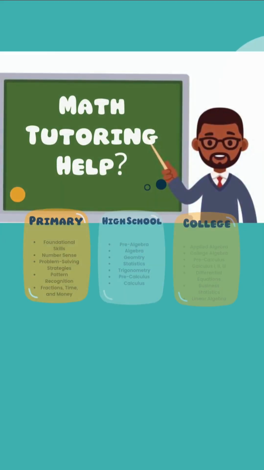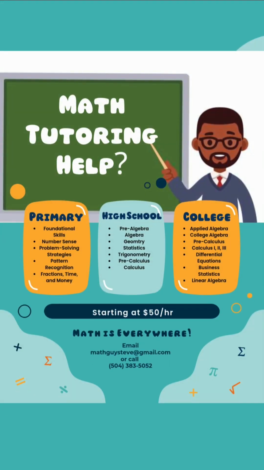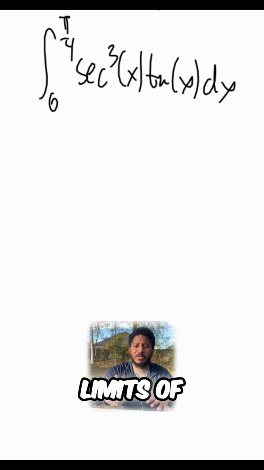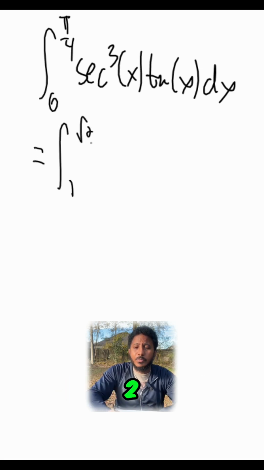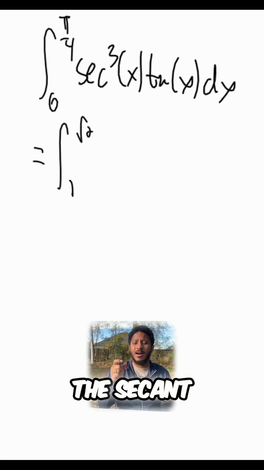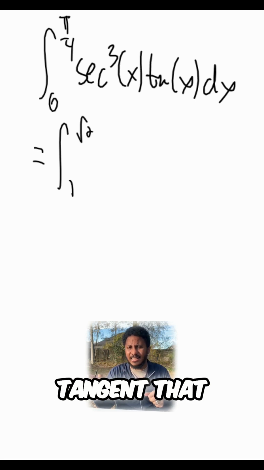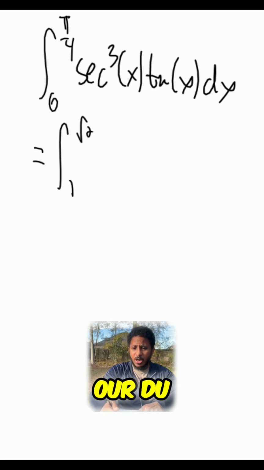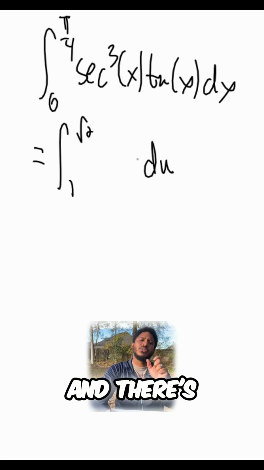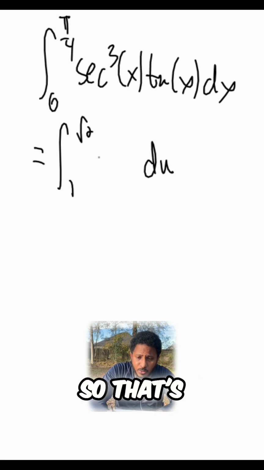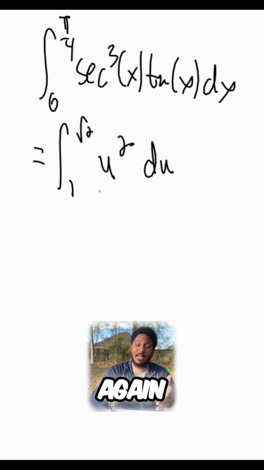So now our new limits of integration are from 1 to root 2. So we know this becomes the integral from 1 to root 2. Remember, it was a secant tangent that we pulled off to be our du, so one of those secants along with the tangent becomes the du, and there's a secant squared left over. So that's our u squared. Again, a lot easier integral to integrate.